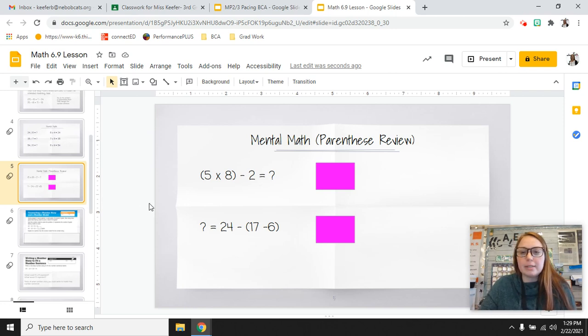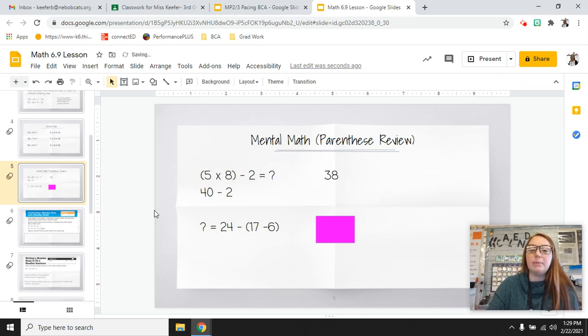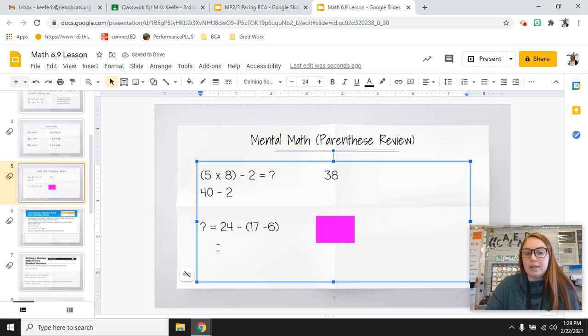And now we're going to practice some parenthesis review. So remember, you solve for the parentheses first, and then you go to the next step. So 5 times 8 minus 2. For this one, we would do 5 times 8 first. Maybe you have fact power over that, or maybe you need to skip count, which you could do 5, 10, 15, 20, 25, 30, 35, 40. And then it would just end up being 40 minus 2. So what's 40 minus 2? It would be 38.